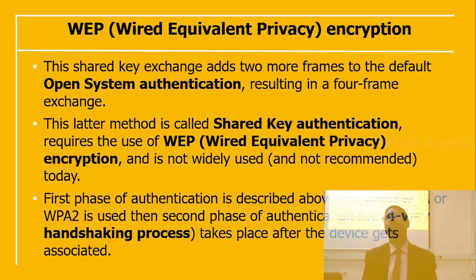The first phase of authentication is described above, but when WPA or WPA2 is used, and you can see that WPA type or WPA2 type even on a mobile, the second phase of authentication, the four-way handshaking process, takes place after the device gets associated.